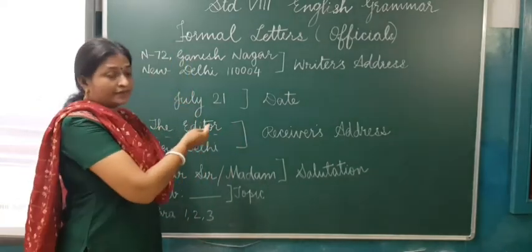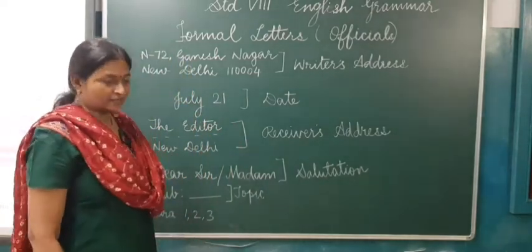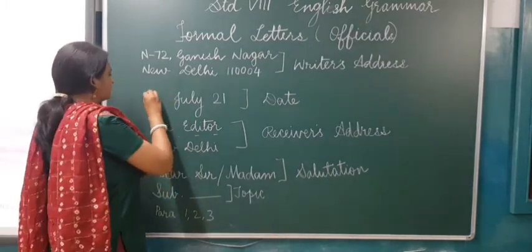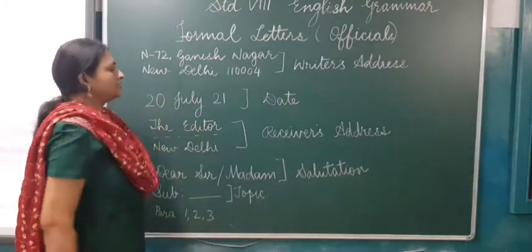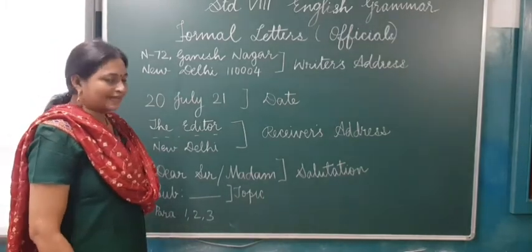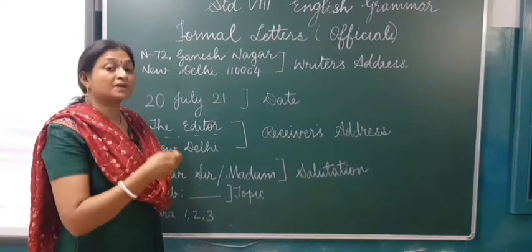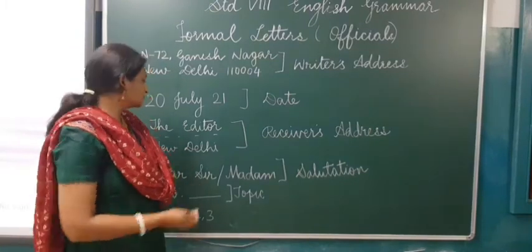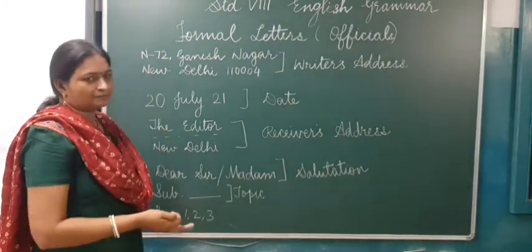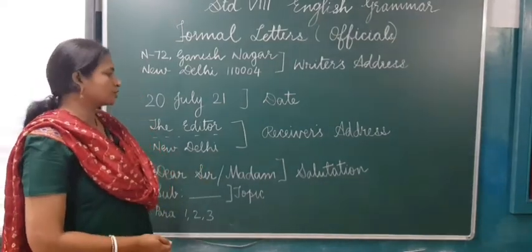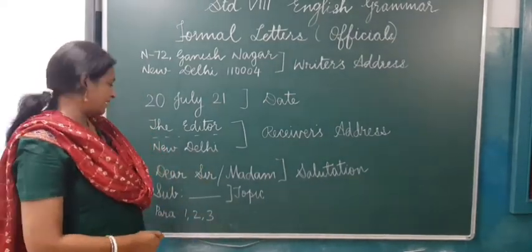Leave a line, and then you will be writing the date, and the format for the date is like this. You will write, for example, 20th July 21, that is the date. Leave a line, and then comes the address of the receiver, or the person to whom you are writing this letter. So the editor, write the complete address, New Delhi. If you have the PIN code, do mention the PIN code also here. So that is the receiver's address.